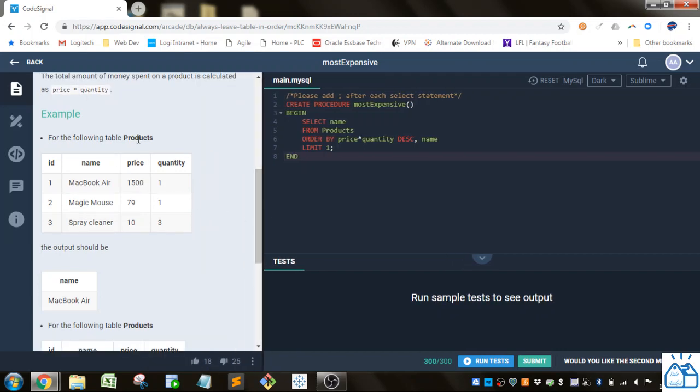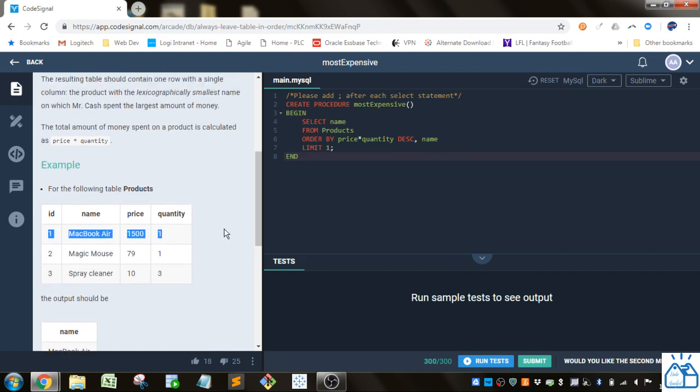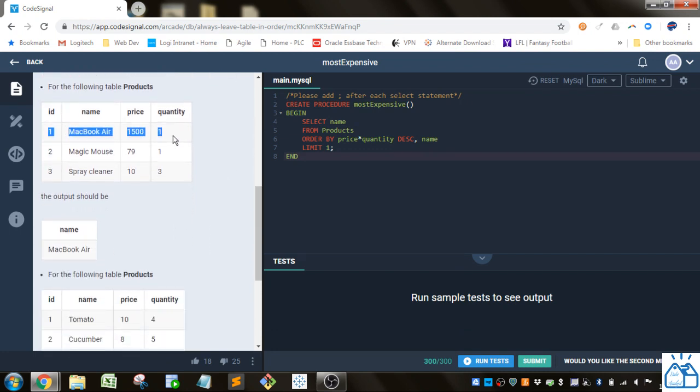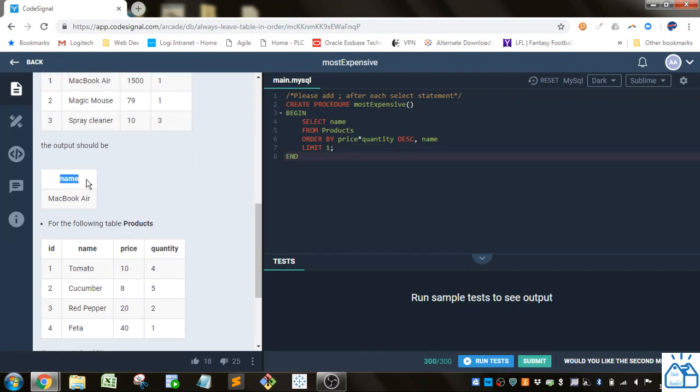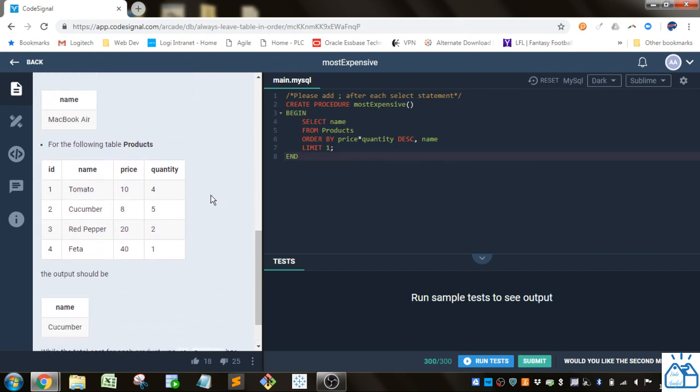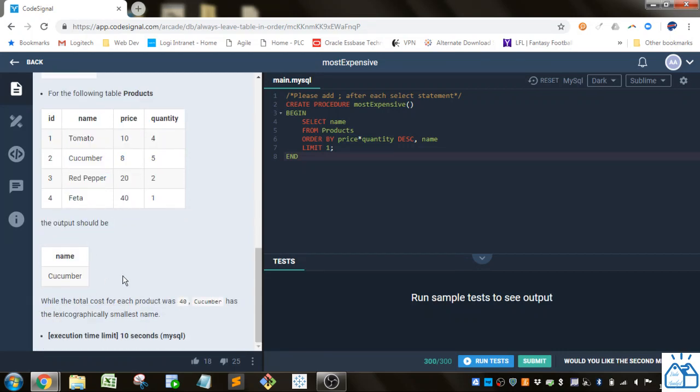So here we've got this table right here. This is going to be the highest amount here because you go 1,500 times 1. None of these are going to even be close. So they just want a column called name, and the first item would be MacBook Air. And they give us another example of products. So this one we have to look a little bit deeper. This is 40, this is 40, this is 40, and they're all 40, I guess. Then they want the lexicographically smallest, which would be cucumber, because C comes before any of these other letters. And so they just want the name cucumber. All right.